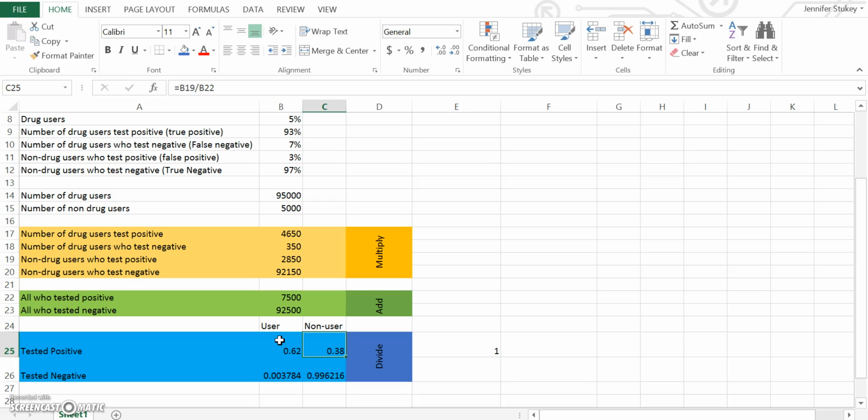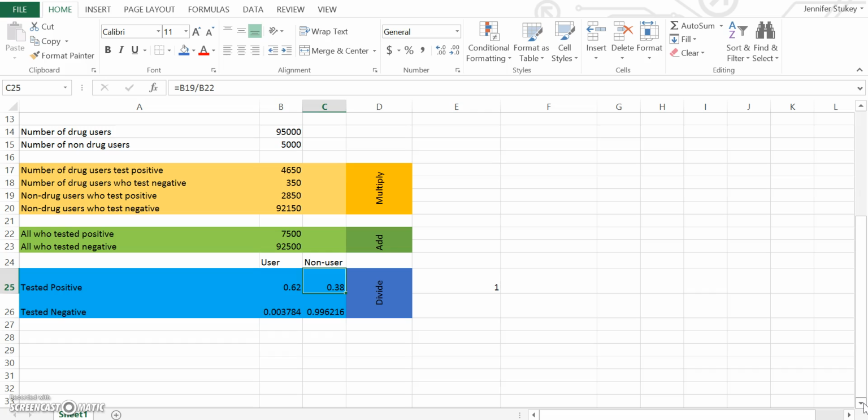So even though this test looks pretty accurate on the surface, 93% accurate if you are a drug user, and 97% accurate if you're not a drug user, this is actually a pretty serious issue in that you have a really high probability of giving a false accusation. All right.